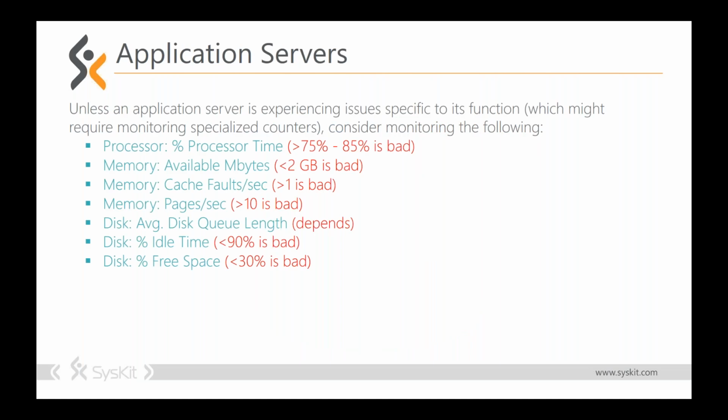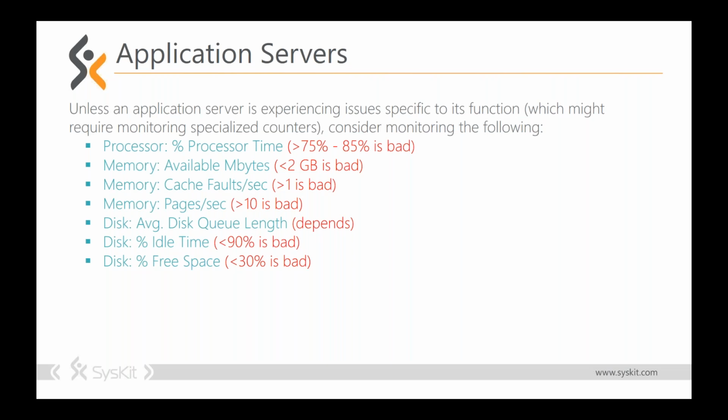Now, when we get to application servers, specifically, different application servers serve different roles, and we don't have enough time today to cover all of the various roles that those servers are in. So, distributed cache, BDC, search certainly has many different counters. What I did here is just provide what Microsoft has said are good counters to watch generically for servers.